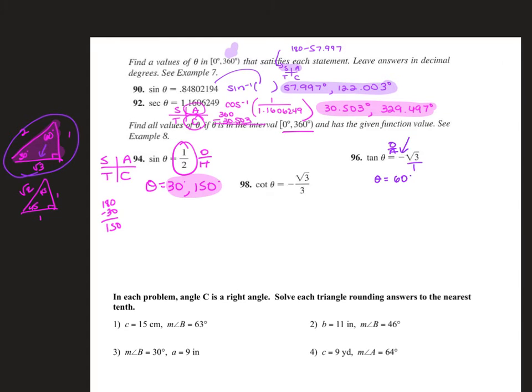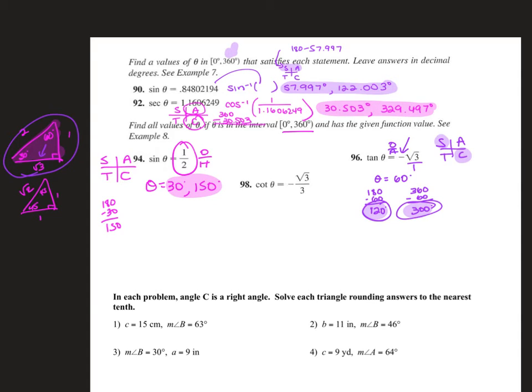But because it's negative, and again, all students take calculus, tangent's negative in the second quadrant and the fourth quadrant. So I'm going to use that 60 degrees to subtract it from 180 and get 120. That's the first angle. And then I'm going to use the 360 degrees and subtract 60 from it and get 300, and that's the second angle. So 120 and 300 degrees are the ones that have negative root 3.